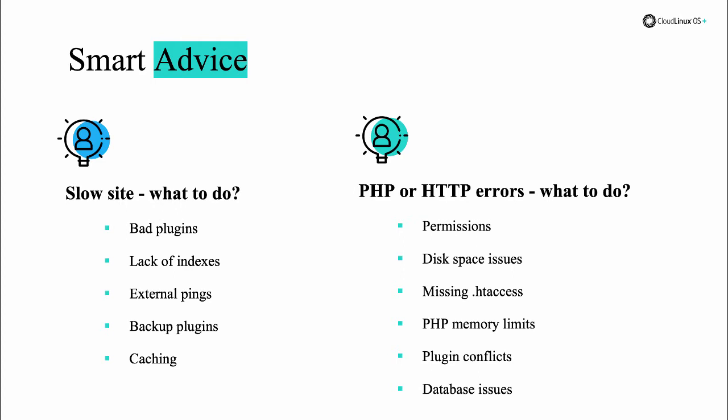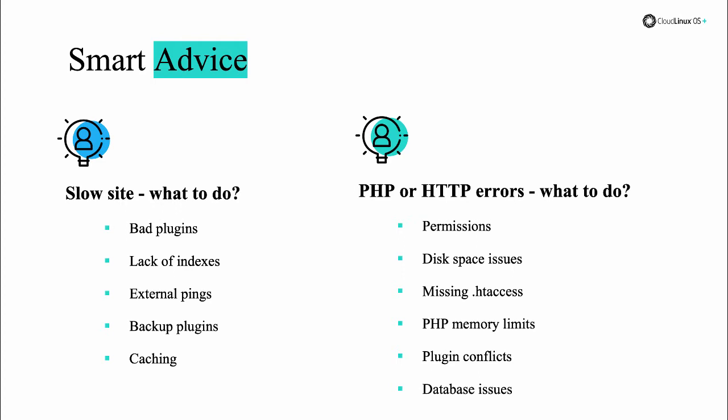Sometimes it's lack of indexes and we can create those indexes, or at least we can tell the customer what indexes to create in the database. We can tell them what external pings their web app is doing that they can remove so that it's not slow. We can detect background plugins running and tell them that's what creates slowdown. And that's what we're planning to do. When we detect that the site is slow, we want to actually give advice on what to do.